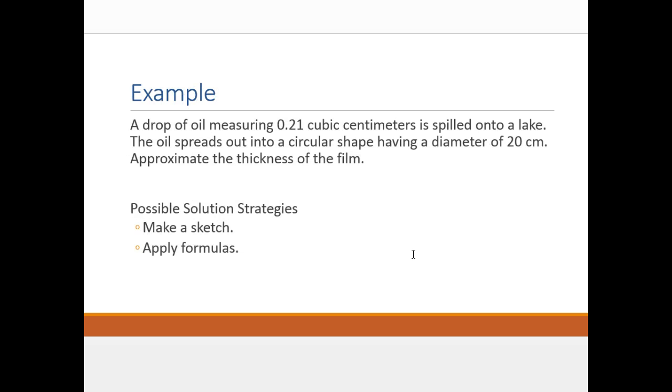Let's look at one last example. It says a drop of oil measuring 0.21 cubic centimeters is spilled into the lake. The oil spreads out into a circular shape having a diameter of 20 centimeters. Approximate the thickness of the film. We're going to take some different strategies. One of the first things we want to do is make a sketch. And the second thing we want to do is try to apply formulas if we can.